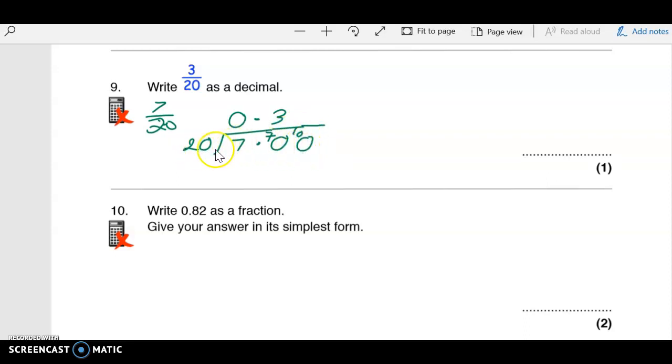So then I'm saying how many 20s go into 100? Again, count 20, 40, 60, 80, 100, and that's 5. So my final answer for 7/20 is 0.35. Okay, so you can have a go at the 3/20.